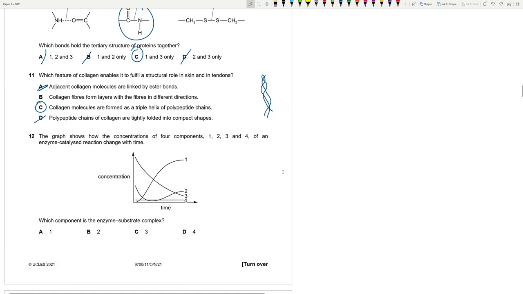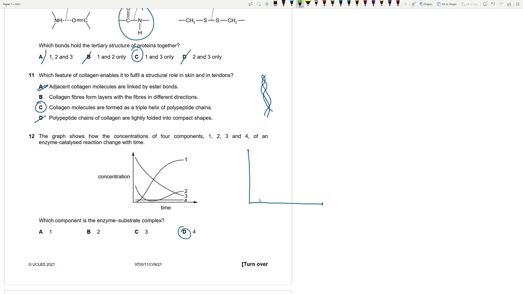Sorry about this. Okay, for 12, the graph shows how the concentrations of 4 components, 1, 2, 3, and 4, of an enzyme catalyzed reaction change with time. This is a very common question and it's really important. Which component is the enzyme substrate complex? Basically, if you think about it, the answer is D. But I'm gonna show you a variation. Like someone showed me this in an MCQ.